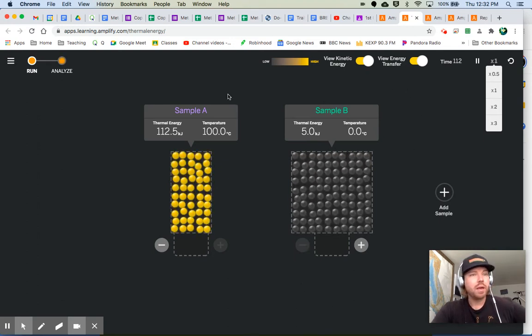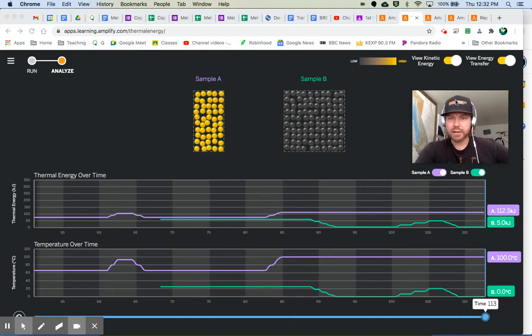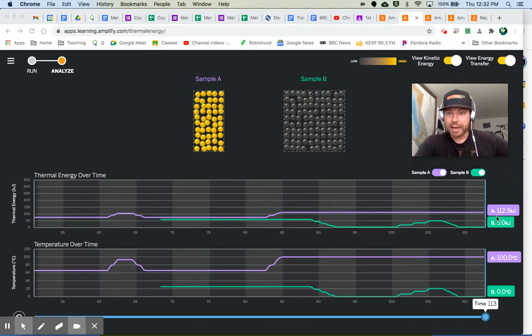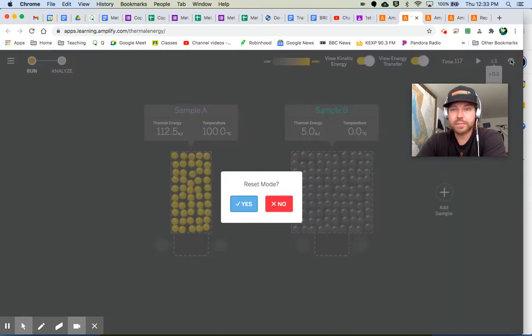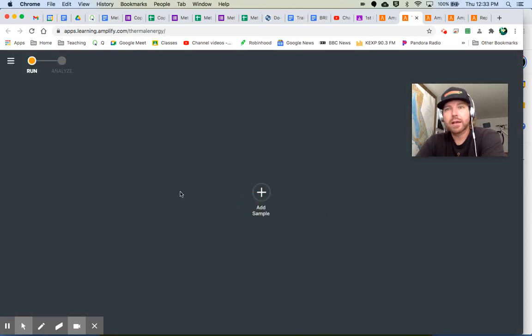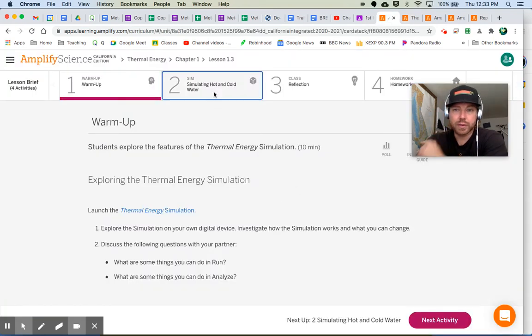Okay, cool. What about the Analyze tab? Well, if we click on the Analyze tab, it shows my samples, sample A in this purplish color, sample B in this non-purplish color. And look, this is when I was messing with the temperatures and adding and taking away energy from my sample. Cool. There's actually quite a bit of information here, quite a bit of data for us to look at. You can even add more samples if you want. So that's pretty cool. And if you want to start all over, you can reset.